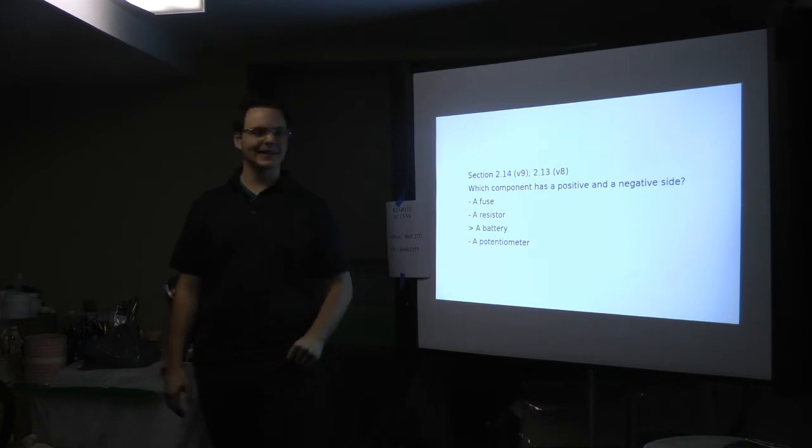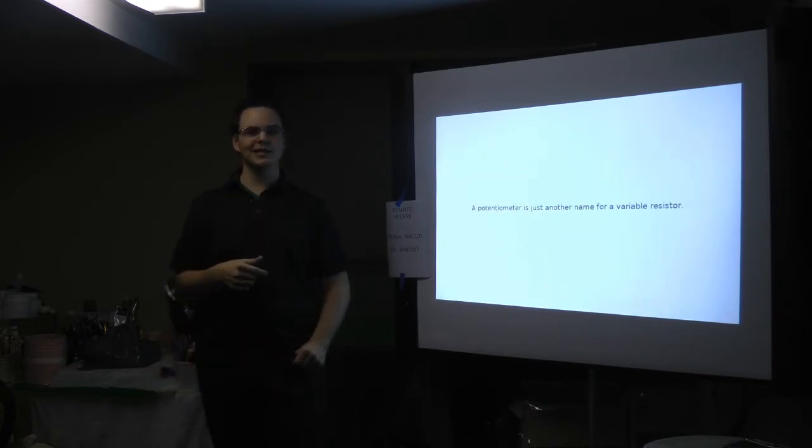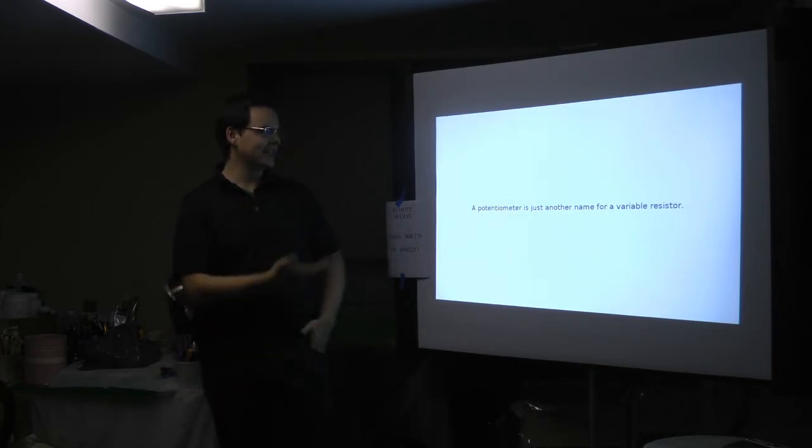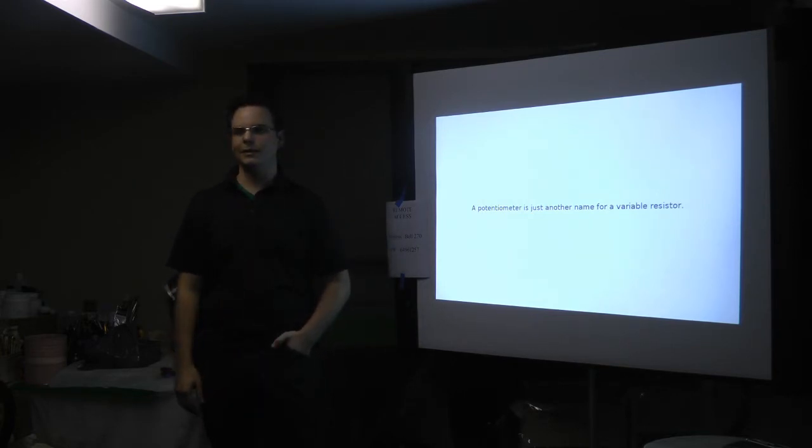All right. Which component has a positive and negative side? A battery. Yep. So it's one of those things, if you didn't know what all the other ones are, but you knew one of them was correct, like battery, you're good. Potentiometer is just another name for a variable resistor, for anybody who didn't know that.